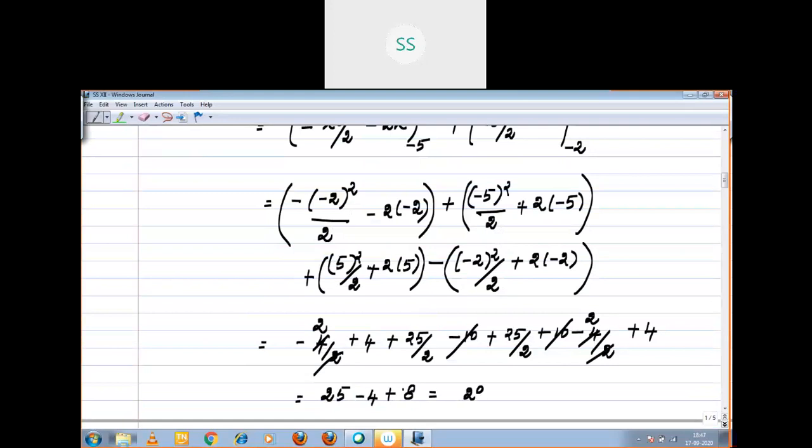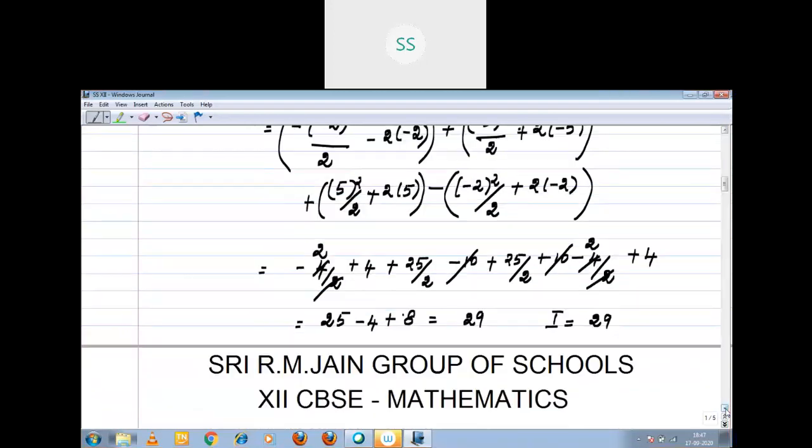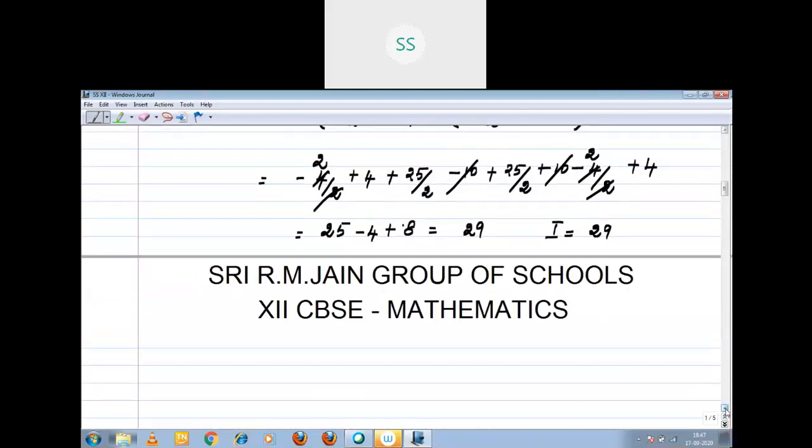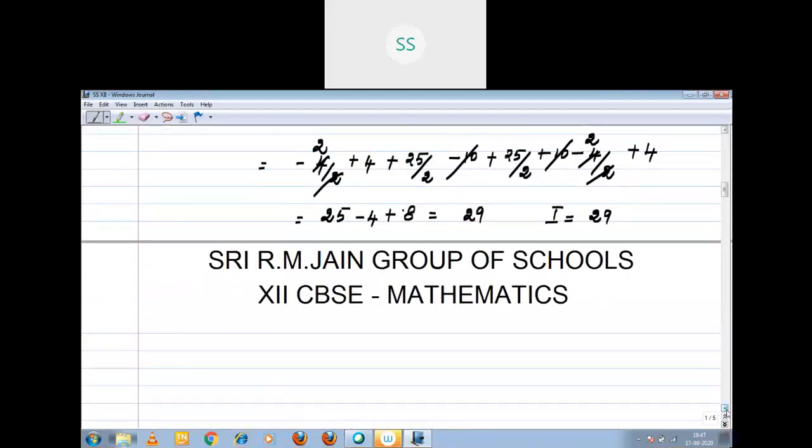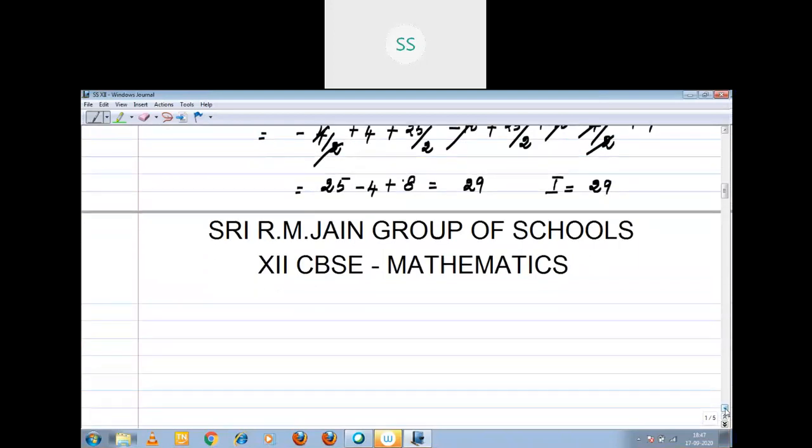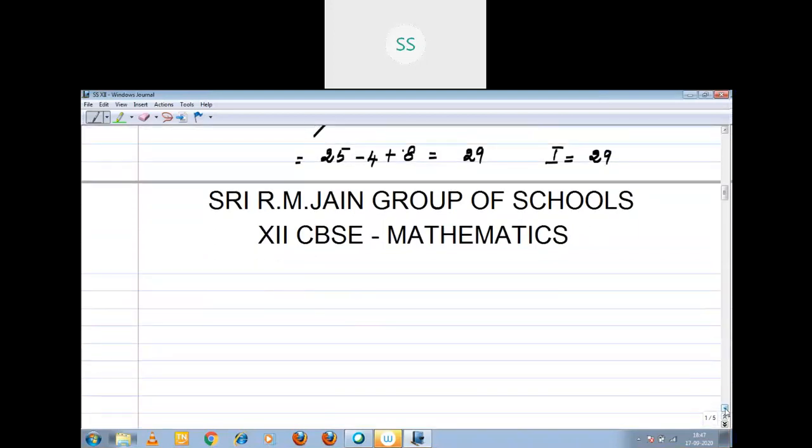25 minus 2 minus 2. What can you get? Minus 4 plus 4. 4 plus 4, 8, which is equal to 21 plus 8, 29. So, I equal to 29. Got it, children? Now I am going to move to question number 6.